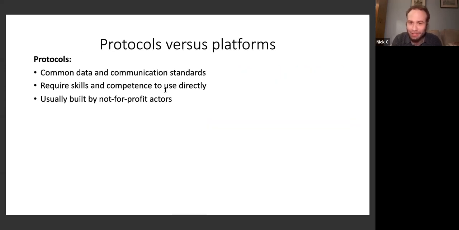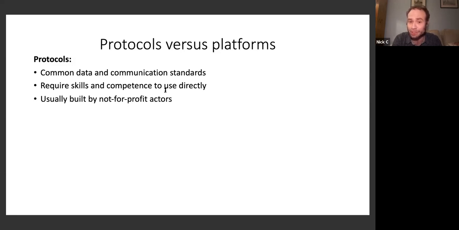This very much is almost my way of trying to think through the problem. Every time I try and adopt this, I have to take a step back, try and understand some technical ideas, and try and figure out where exactly we are in this space. And I think this is the best way of thinking through it and bringing you guys hopefully along with me. So protocols, they are common data and communication standards.